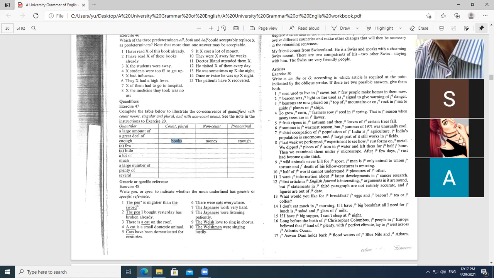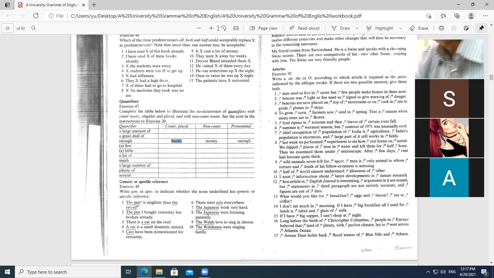I want information about the latest development in cancer research. We can say I want information, or the information, about the latest development in cancer research. Cancer takes the zero article. Yes.